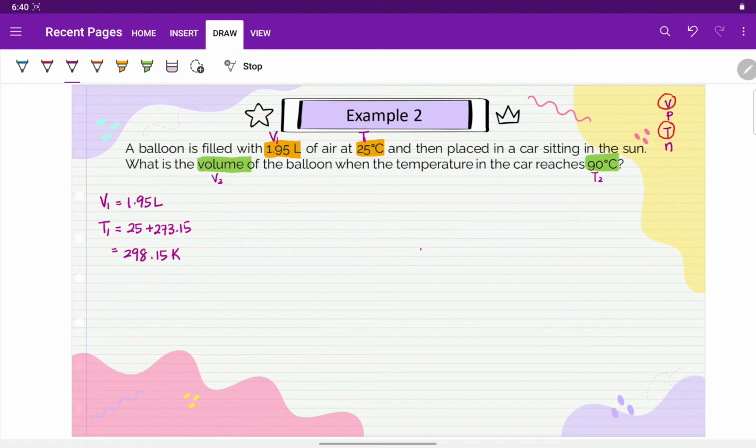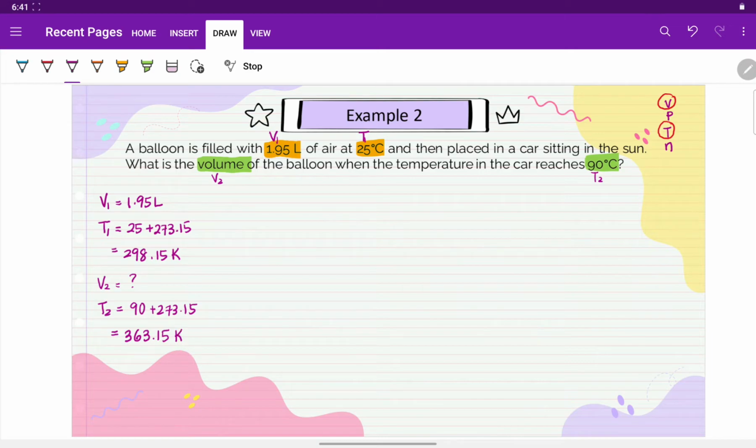Okay, now. So berbalik kepada maklumat kita tadi. Okay, and then we have V2 which is yang kita nak cari baru. Okay, and then T2 sama juga, kita ada dalam degree Celsius, so kita tukar siap-siap kepada kita punya Kelvin. Okay, so 90 plus 273.15. So the temperature in Kelvin is 363.15 Kelvin.